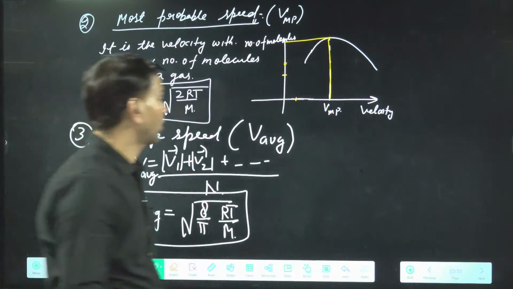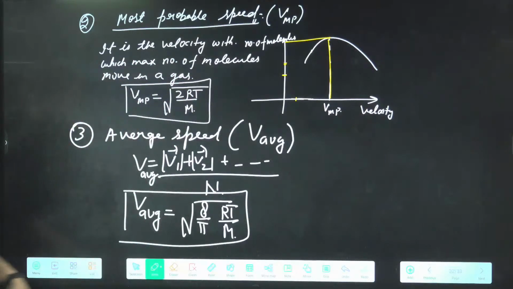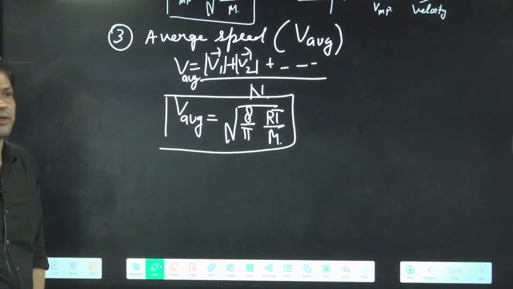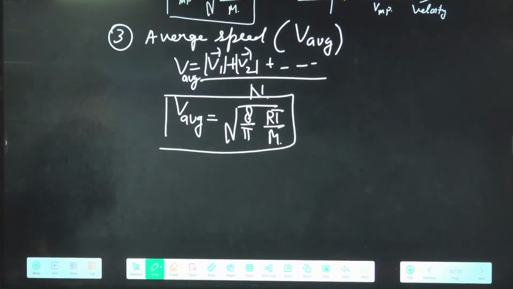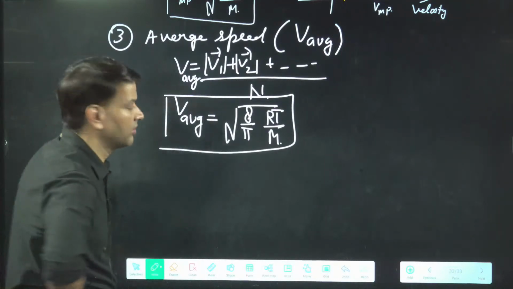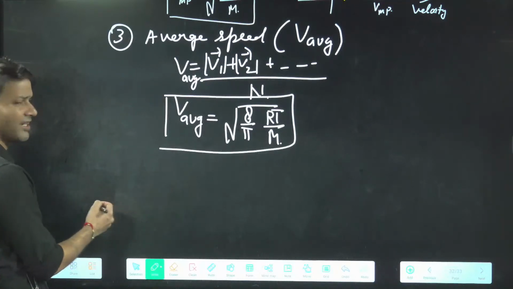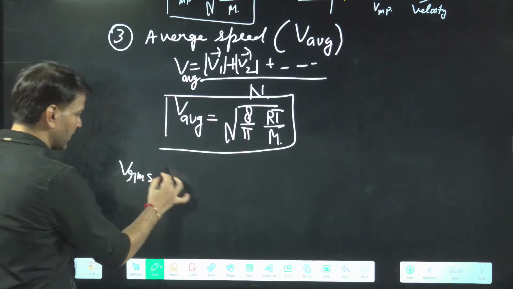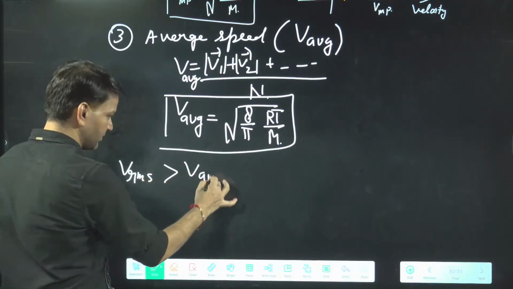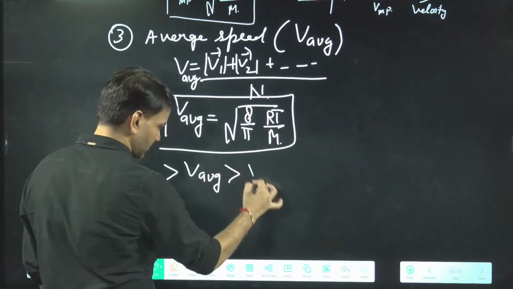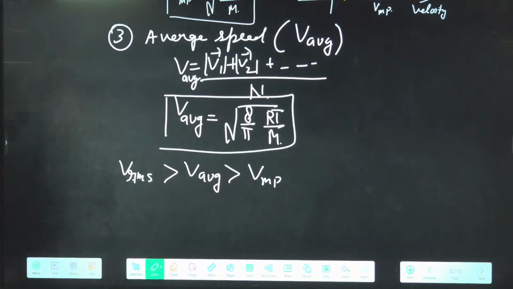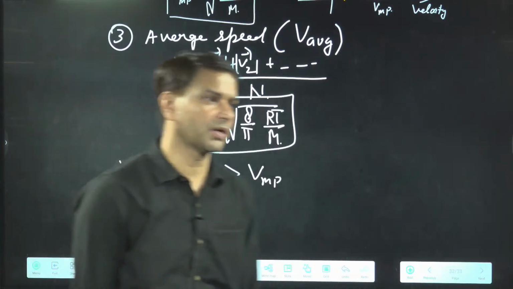Okay. Now what is the order of the velocity? Which velocity is maximum among all? RMS. So the order is RAM. RAM means what? VRMS, then average, then VMP. So RMS is maximum, then average, then most probable velocity.